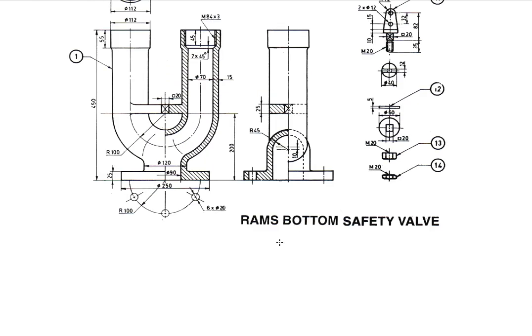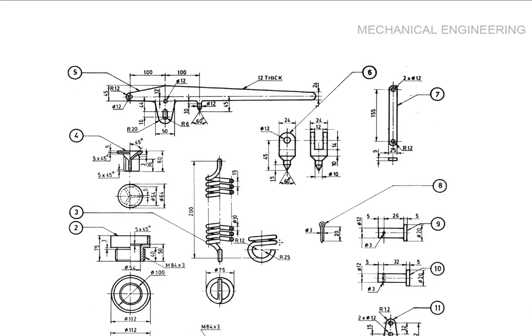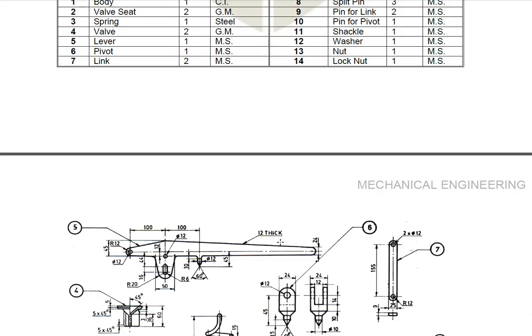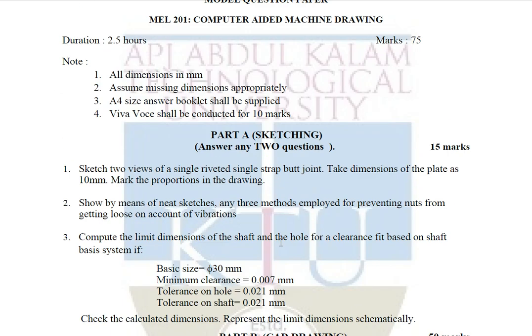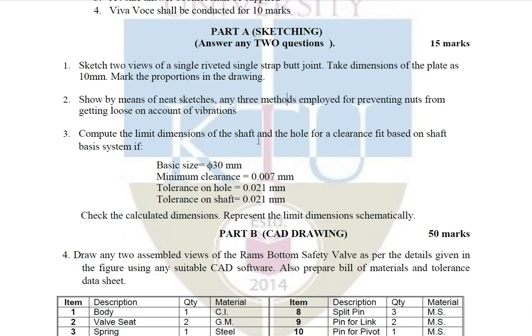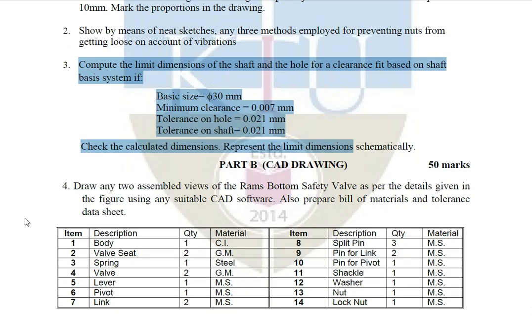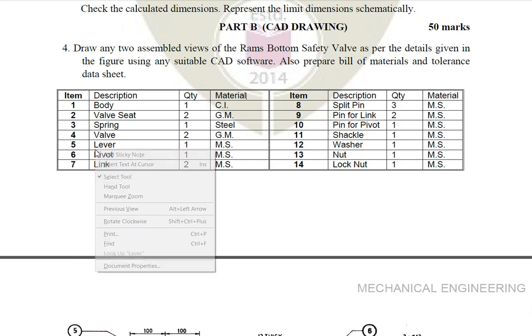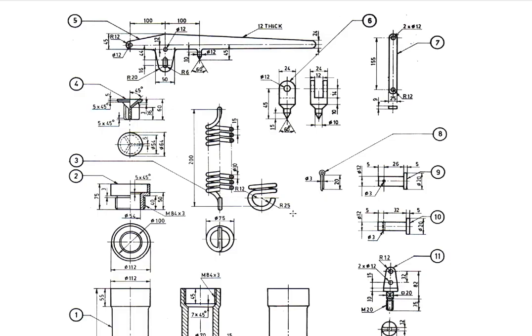This is just a simple overview of your computer-aided design lab. Okay, you can see this is a sample question paper. Your part A is all about sketching. You are asked to sketch two views of a riveted single strap butt joint. As per the standards, you can draw all those things. Similarly, you are given a question about limit, fit and tolerance in the third part. Now in part B, the main question is an assembly drawing question.